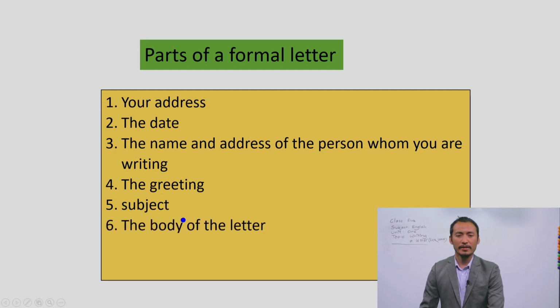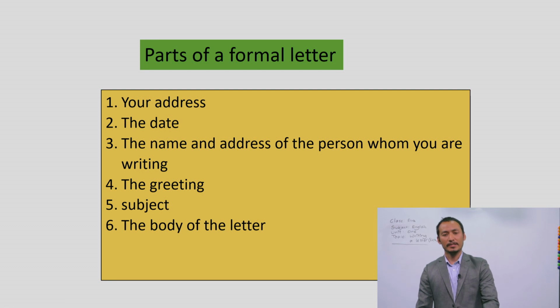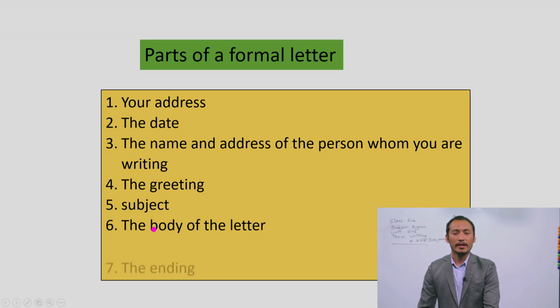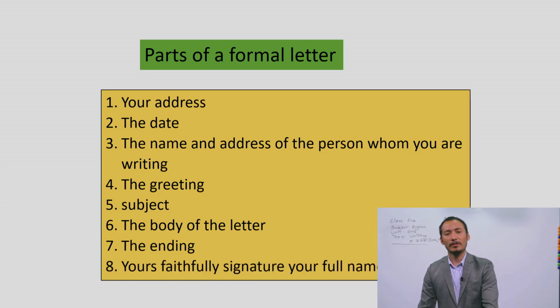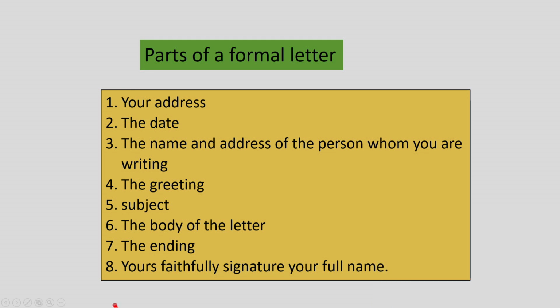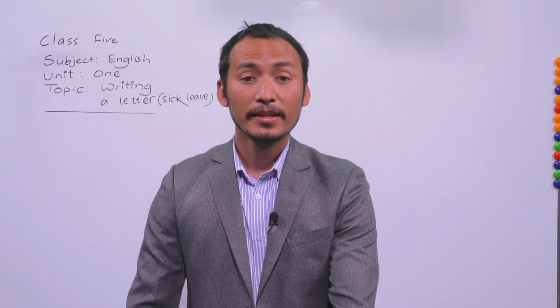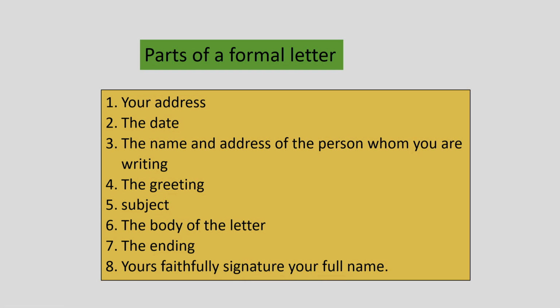All right, students, let's see another. The main part of the letter is the body, after the subject or greeting. And then comes the ending. You end with certain lines in a letter. And then comes your closing. You write certain words or phrases like yours faithfully, or just yours, or sincerely in formal letters, and you sign. Then under there is your full name at the end of your letter. Okay, students, these were the parts of a formal letter.